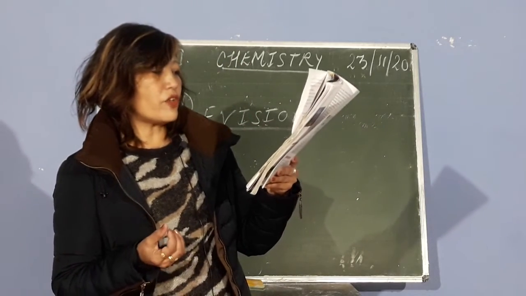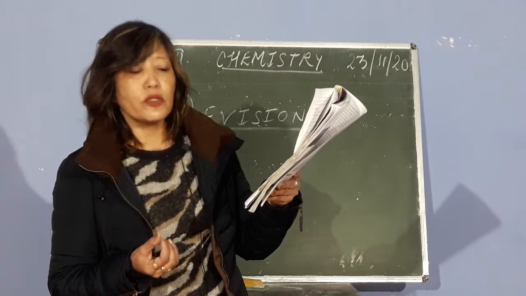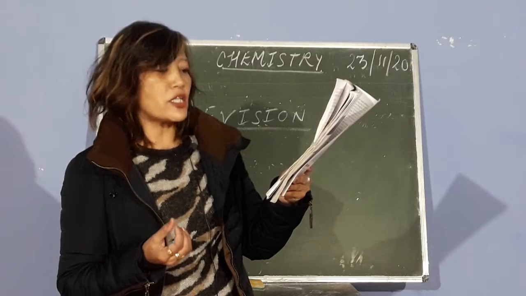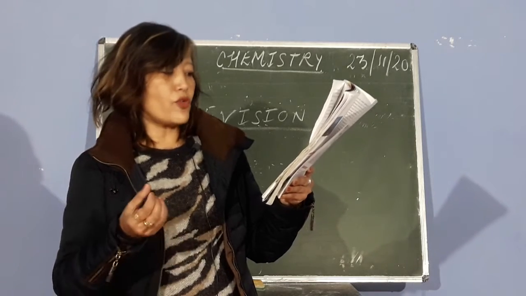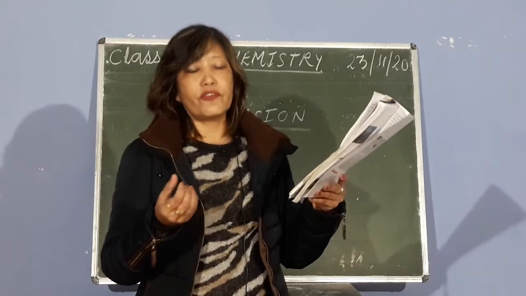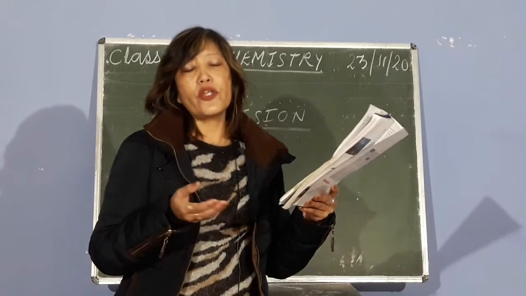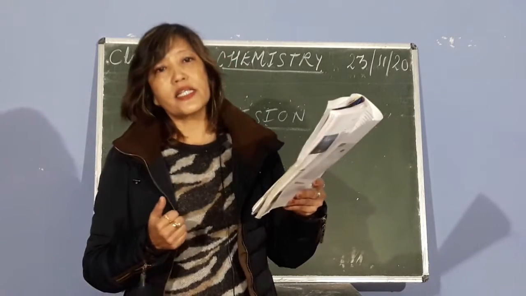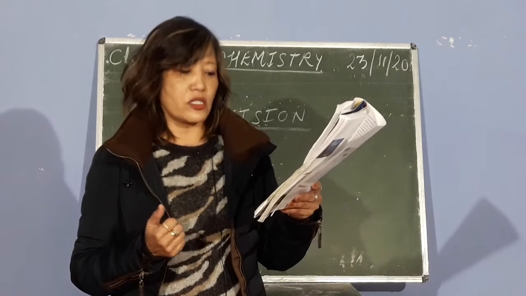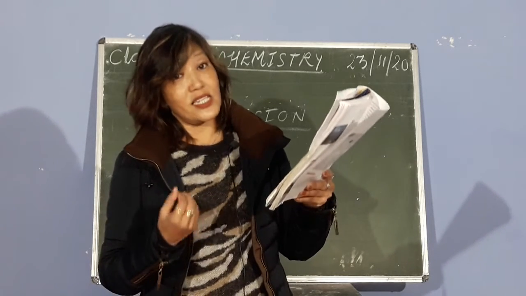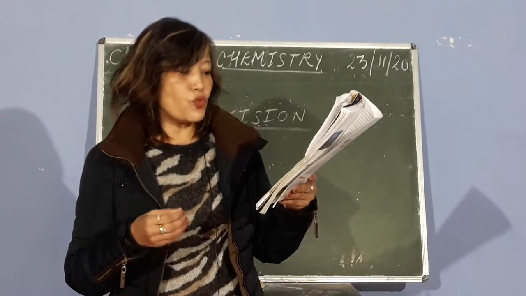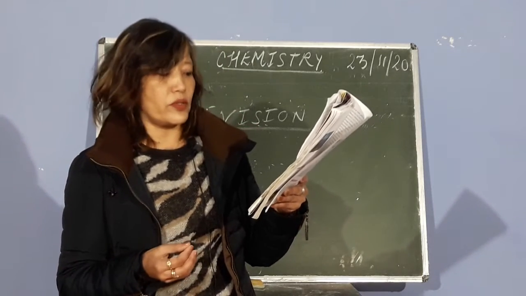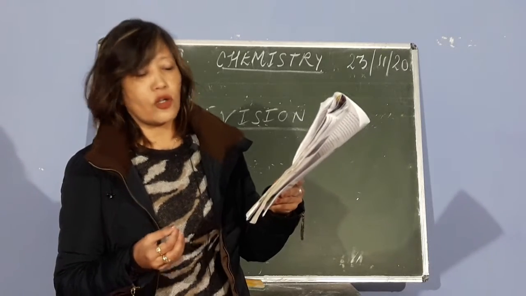Then, which of the following is not soluble in water? Sugar, charcoal, salt and copper sulfate. Now I hope you all are familiar with sugar, right? Sugar can easily get dissolved in water. Salt also can easily get dissolved in water. Copper sulfate also can easily get dissolved in water. So which one will not dissolve in water? Which is not soluble? The answer is charcoal.